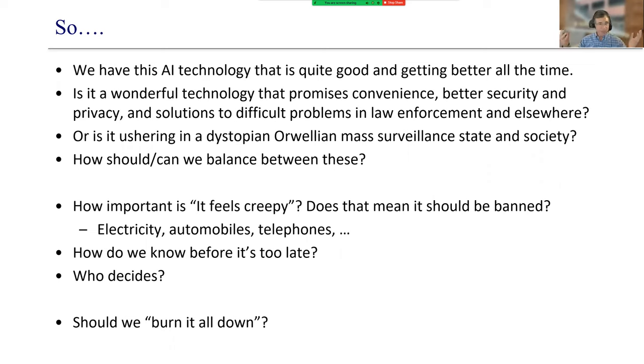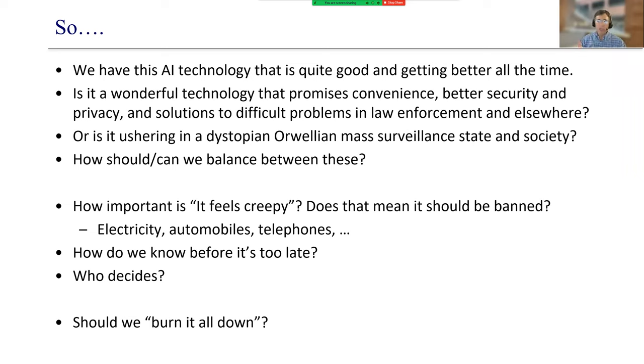And you know, it's an important question. Is it ushering in a dystopian Orwellian mass surveillance state in society? Or is it doing good things, or in some sense both? And if so, how can we balance those kinds of things? And if I just feel creepy about it, well, is that enough to ban it or something like that? Or should I really think through why I might feel creepy and maybe do a more systematic, analytic way of balancing, you know, pros and cons and benefits and dangers and such?